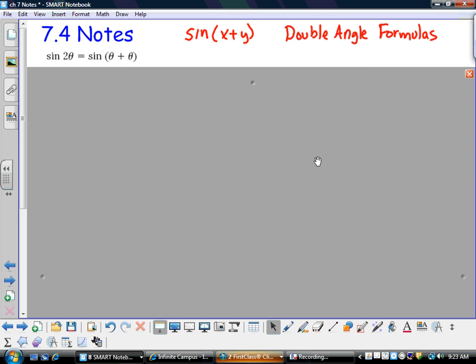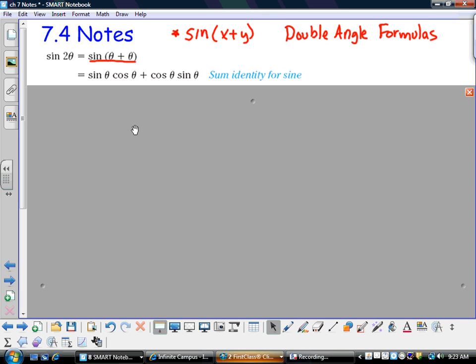Now that we have this, we're going to use the formula that we used yesterday, and the formula was sine, cosine, cosine, sine. So we're going to change that into sine theta cosine theta plus cosine theta sine theta. Yesterday they were x's and y's, and they were two different variables. Today they're the exact same variable both times.